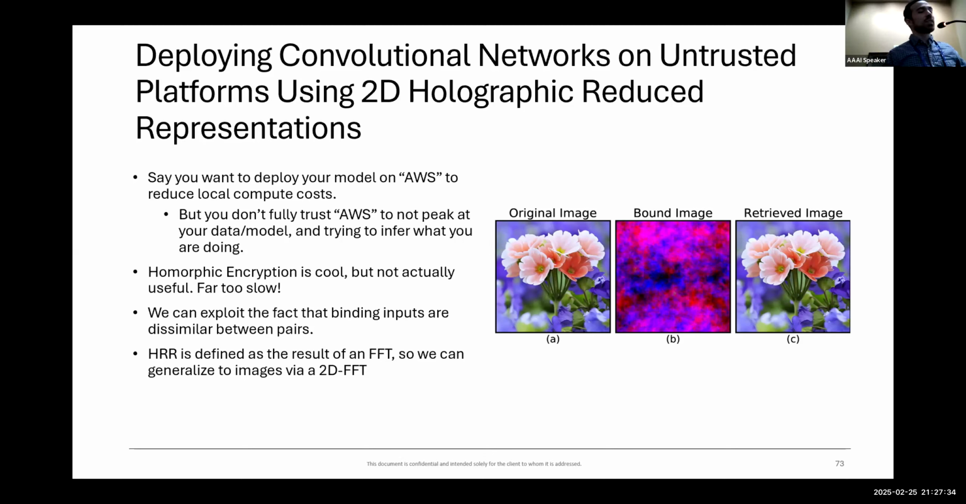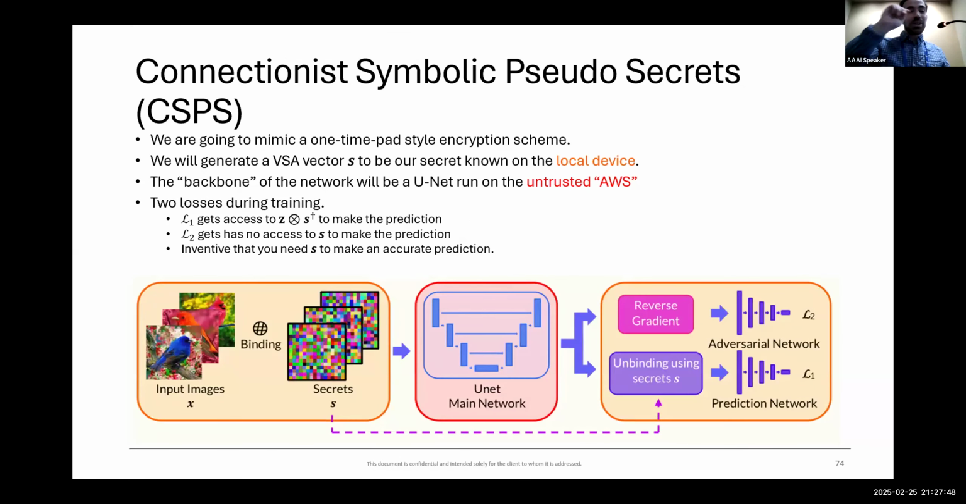And because we're using a Fourier transform for our HRR, we can pretty easily generalize this to images by just saying we're going to do a 2D Fourier transform. And this will just work quite naturally. So we came up with this fun title that avoided using the word encryption so that we wouldn't get matched with encryption reviewers, called Connectionist Symbolic Pseudo Secrets, CSPS. I had a lot of fun coming up with the name.